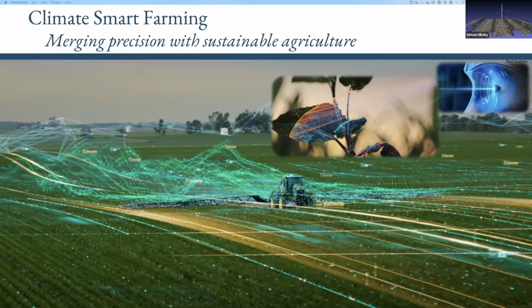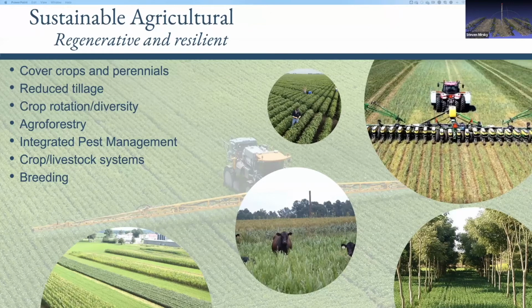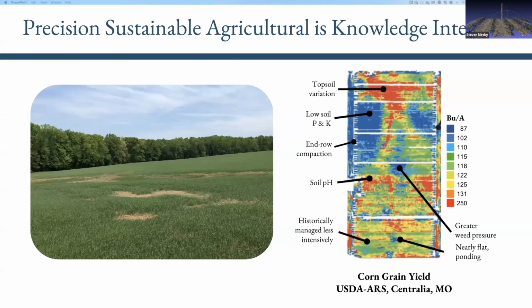precision being site-specific management, the high ability to be adaptive. And in the case of sustainable agriculture, we're talking about regenerative and resilient systems here. These are a lot of practices that have been well documented and studied and used by many farmers. And these are the premier strategies for developing more regenerative, resilient systems. But merging precision and sustainable agriculture is challenging. These are really knowledge intensive practices.